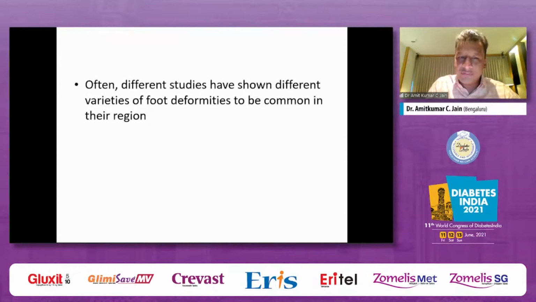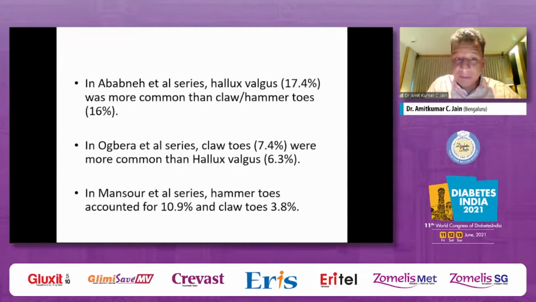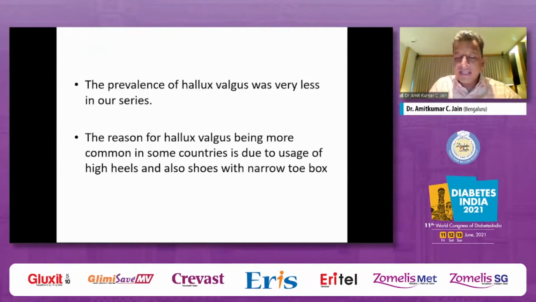Different studies have shown different varieties of foot deformities in different parts of the world. Ababna's series shows hallux valgus to be common. Obgera shows claw toe to be common, and Mansoor et al. show hammer toe to be common, followed by claw toe. Even in our study, we found hammer toe was common, followed by claw toe. Unlike the Western literature, where hallux valgus is extremely common because of closed footwear, in our country we have open footwear, and that's why the incidence of hallux valgus has been quite low.